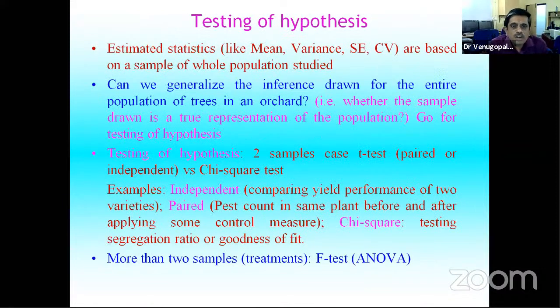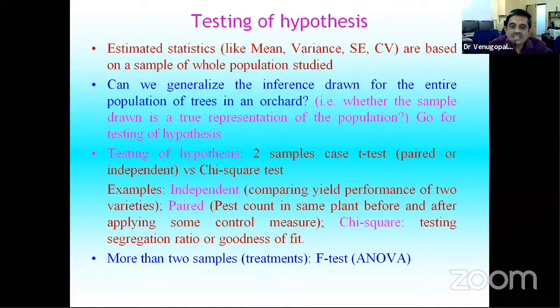So far, whatever statistics we have estimated, whether it's a mean, variance or standard error, they are all based on a sample of the whole population studied. So can we generalize the inference drawn, or precisely, is the sample drawn a true representative of the population? For this purpose we go for testing of hypothesis.